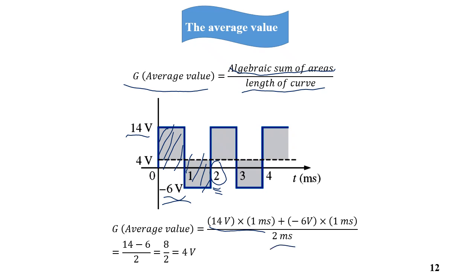Then we have 14 minus 6 divided by 2 equals 8 divided by 2, or 4 volts. Then we can approximate this to a line equal to 4 volts. This is the average value along the periodic time of the waveform for the same length of the curve.